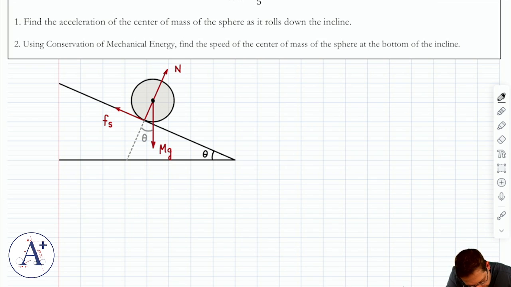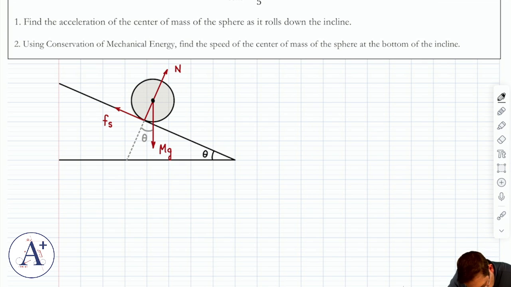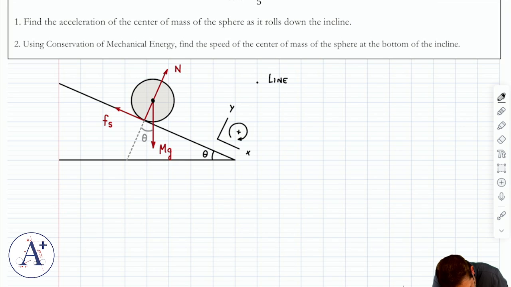Okay, so let's first agree that acceleration of the center of mass is going to be in this direction, and that alpha, the angular acceleration, is going to be in this direction. If we agree on that, then we can make this x, this y, and this clockwise direction the positive direction for rotation, just to make things easier. Now, let's deal with the linear motion first.